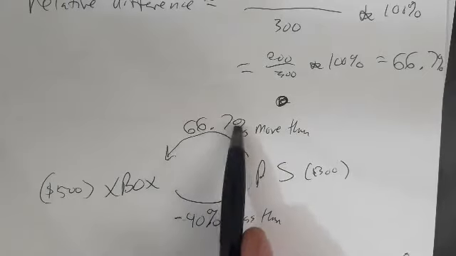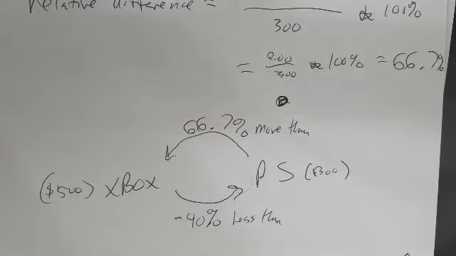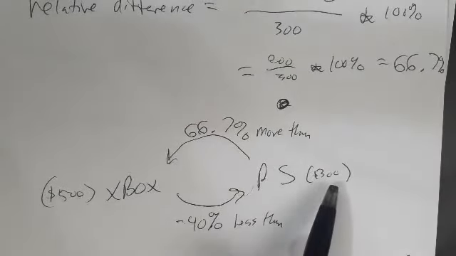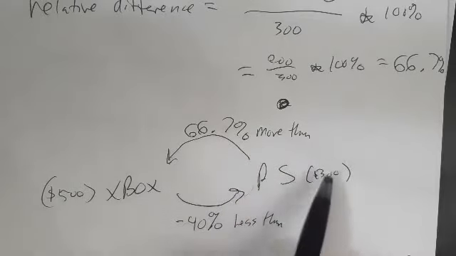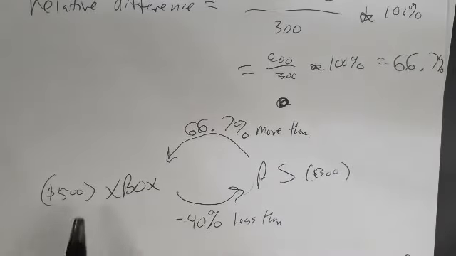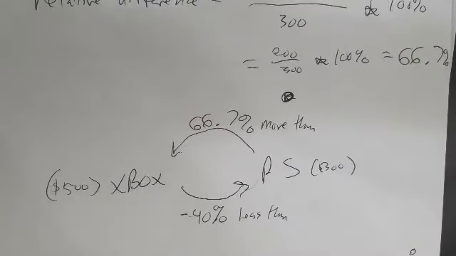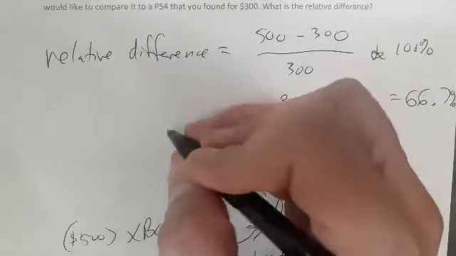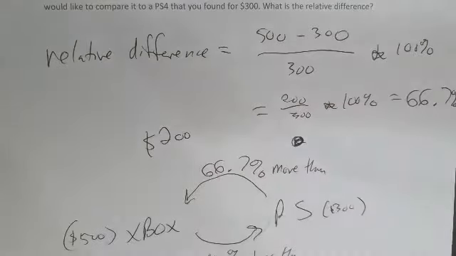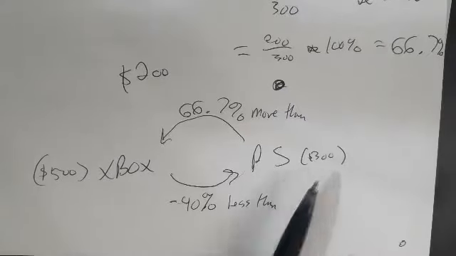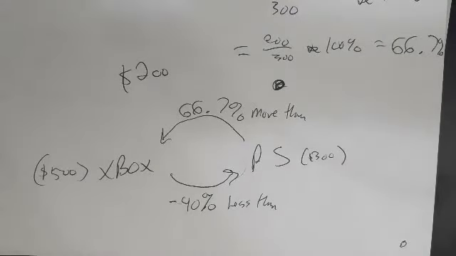So this is relative to something. And one of the ways that you can be manipulated with the abuses of percentages is that you have to know the base number that this is based off of. So this 66.7% is based off of 300. This 40% is based off the 500. So they are talking about the same number between the two. They're both talking about $200. But this one is based off of 300 and this one is based off of 500.